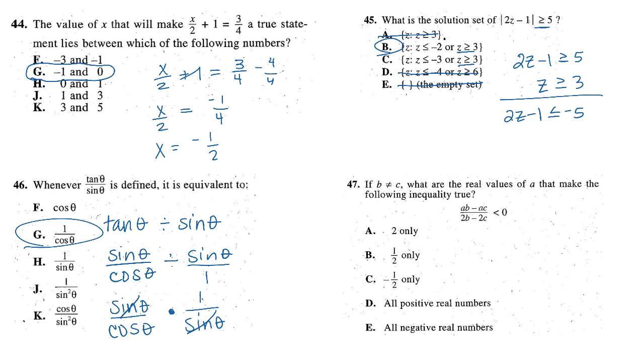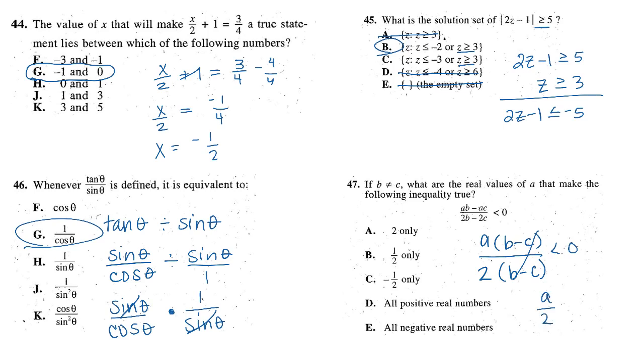Number 47. So what are the real values of A that make this inequality true? Let's do a little bit of algebra on this. Since A is a GCF in the numerator, I'm going to factor it out. So I have A times (B minus C). And then in the denominator, I have a 2 that's common, so I'm going to factor that out and have (B minus C). And notice what's happening here. Those B minus C's should cancel each other out.